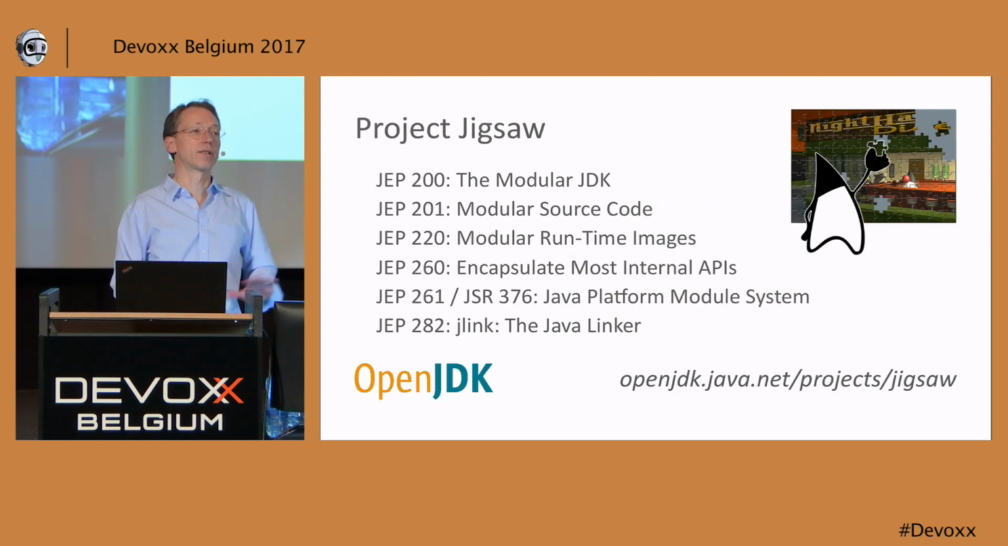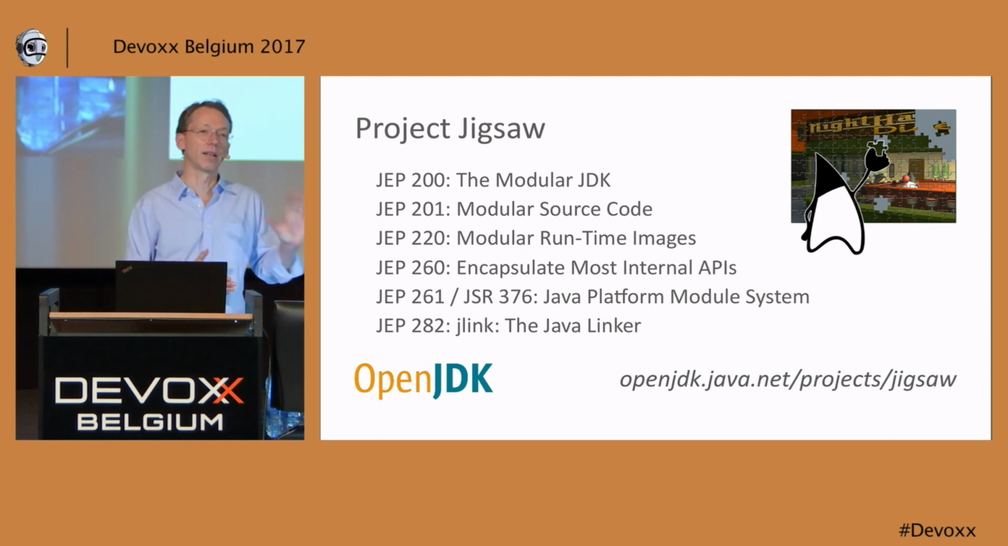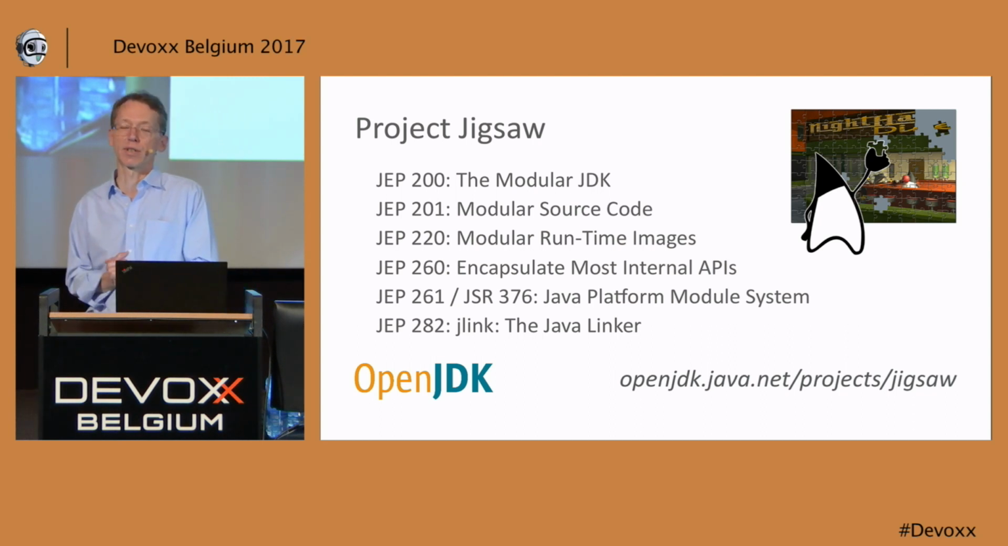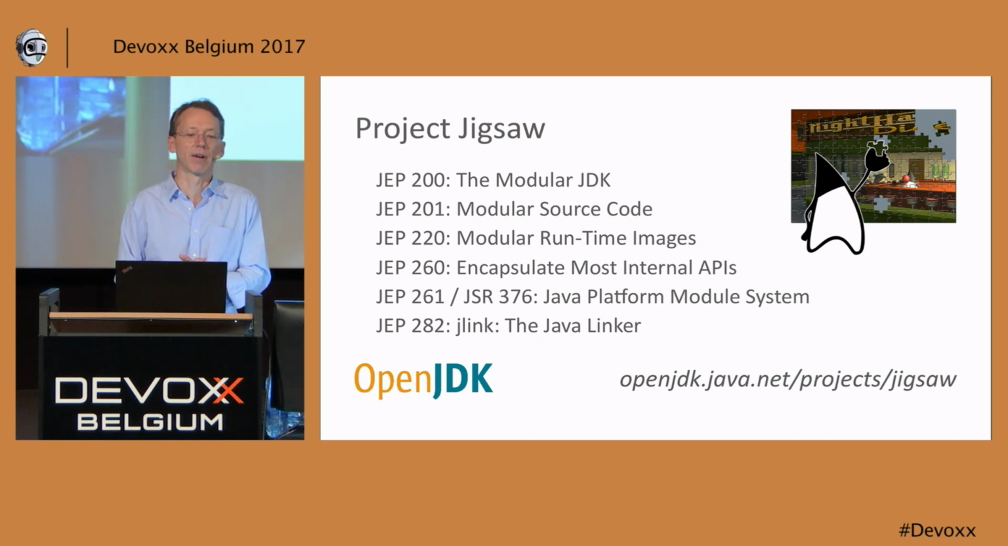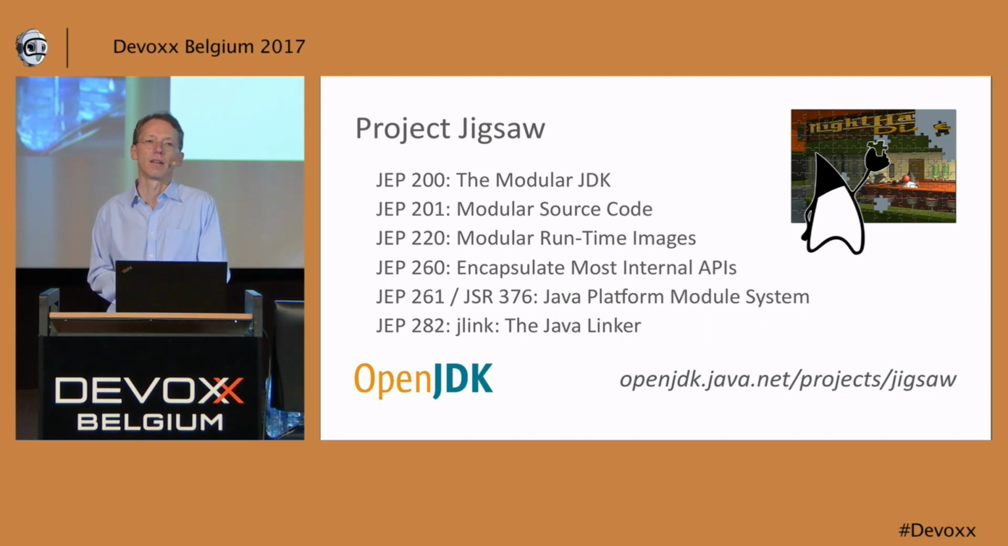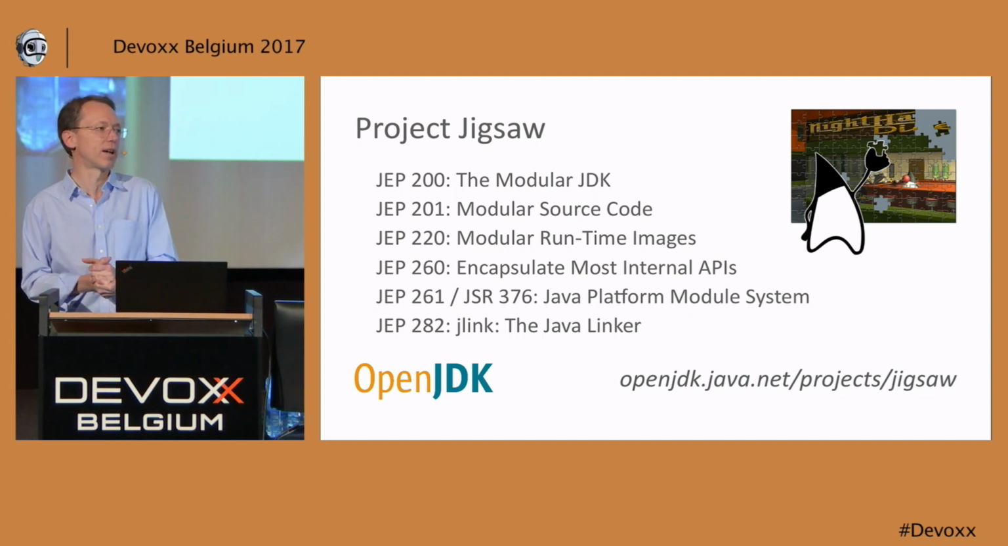And here's where to get more information. The JEPs and the Jigsaw project page, they're linked to from the Jigsaw project page, the authoritative source, fairly dry, but intended to be complete references. If you want even more information, I would recommend the recently published book by Sander Mak and Paul Bakker, Java 9 Modularity from O'Reilly. Okay, questions?